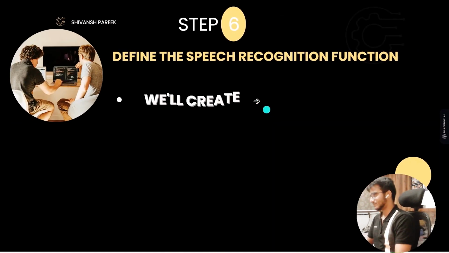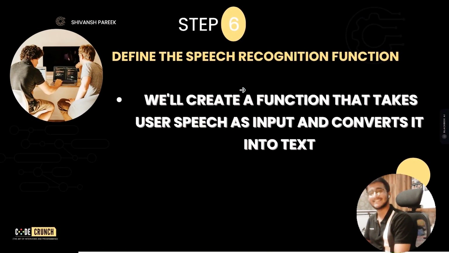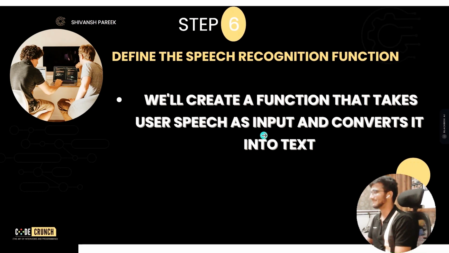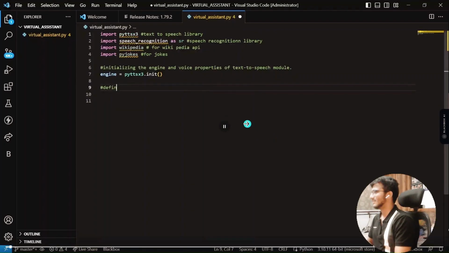So the next step, that is step 6. Define the speech recognition function. यार अब हम कुछ बोलेंगे तो वो हमारे वर्चुअल असिस्टेंट उसको पहचानना भी तो चाहिए. So we will create a function that takes user speech as input and converts it into text. So let's just do it.